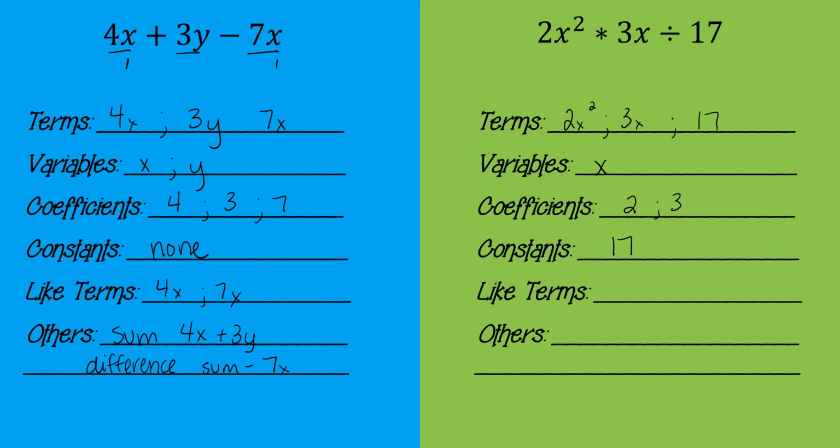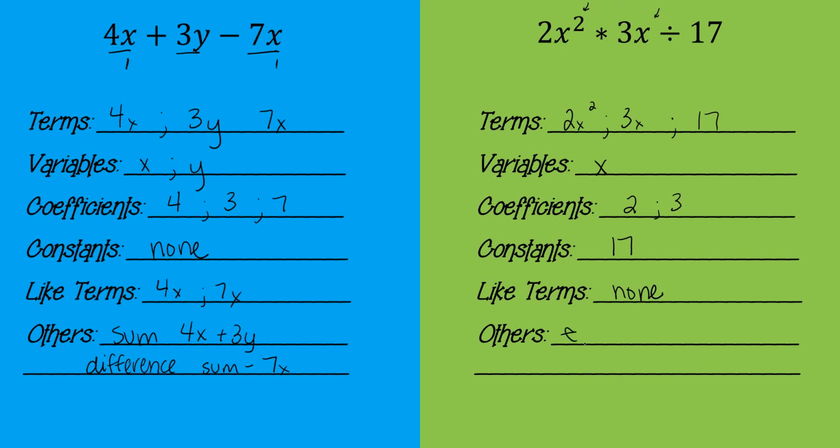Now, like terms. Remember I said it has to be not only the same variable, but if that variable has an exponent, it has to be the same variable with the same exponent. Here, I have an exponent of 2, and here, it's not that I have no exponent, it's technically an exponent of 1. So they're not the same. So I actually don't have any like terms.